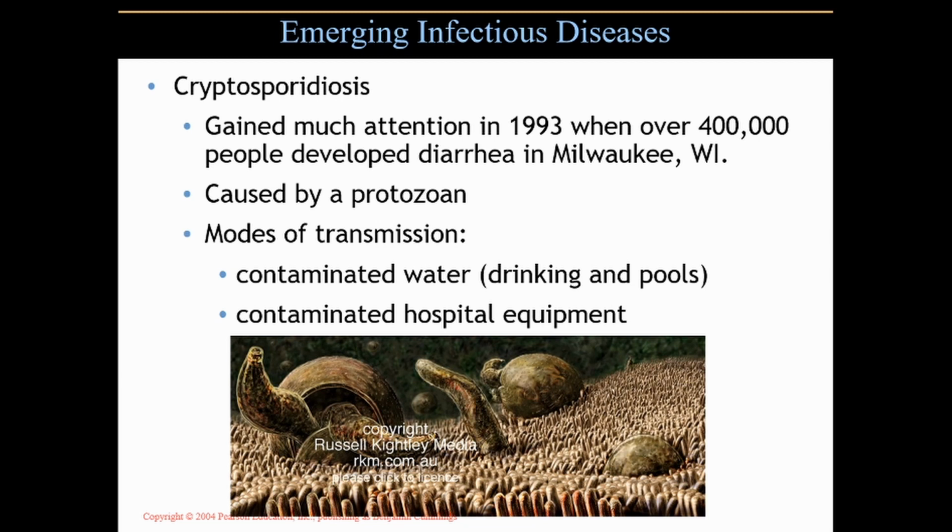Modes of transmission: contaminated water, like I said, through drinking water, but also in swimming pools as well. What happens is people release the eggs in their feces, and then it gets in swimming pools, for example, and floats around in the water. People then consume the water through their mouths. They consume the eggs, and now they have crypto. That's the way polio was disseminated. It was a fecal-oral route, is what it's called. So the infectious agent gets released in the feces and then gets consumed through the mouth. Also, contaminated hospital equipment can transmit it as well.